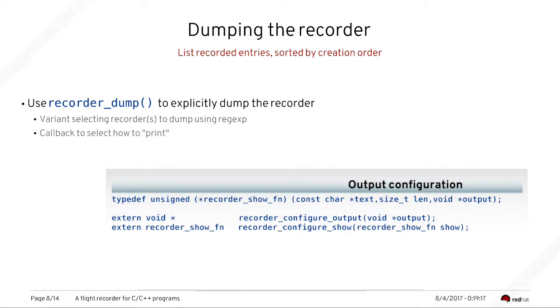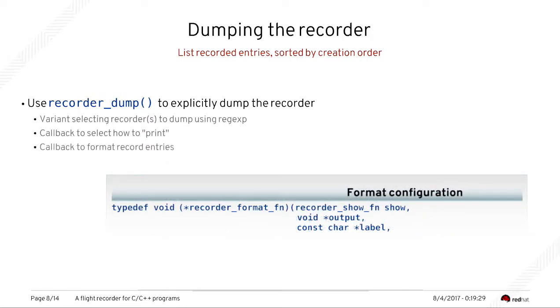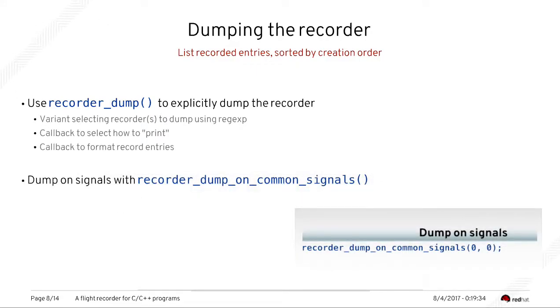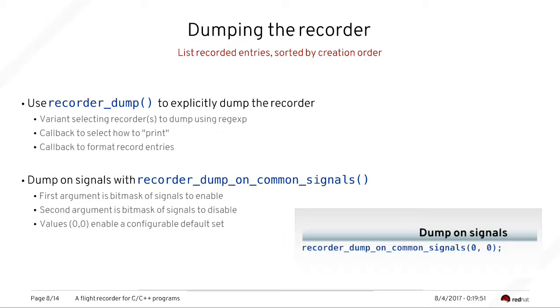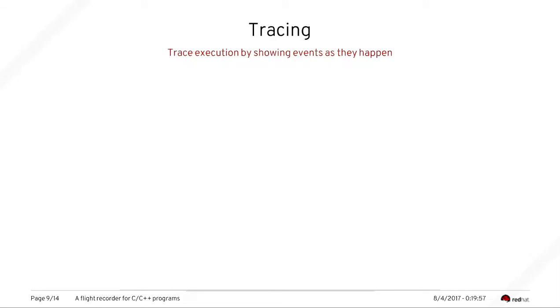Now, the standard output for the recorder is defined by 2 callbacks. One set selects how to print the recorder information, and one is designed to select how to format the recorder entries. And you can also dump the recorder on signals, and the recorder dump on common signals function does just that. The first argument is a bit mask of the signals you want to enable. The second one is a bit mask of signals you want to disable, and value 0 sets a default set that depends on the machine or operating system you're running on.